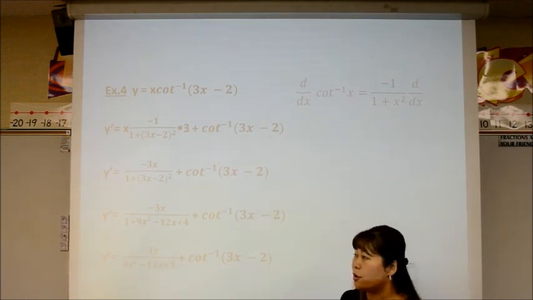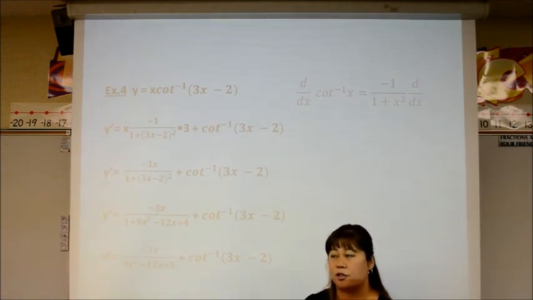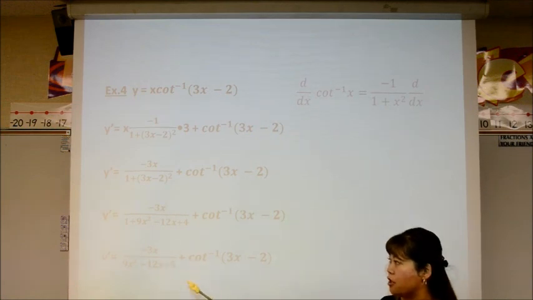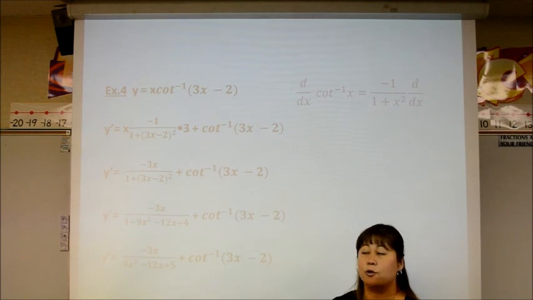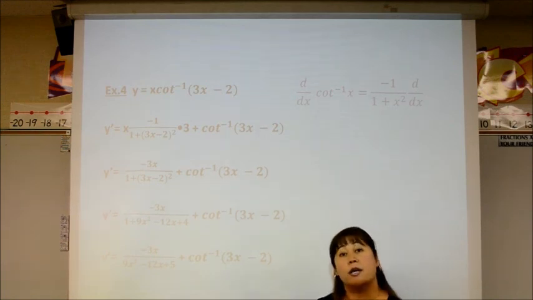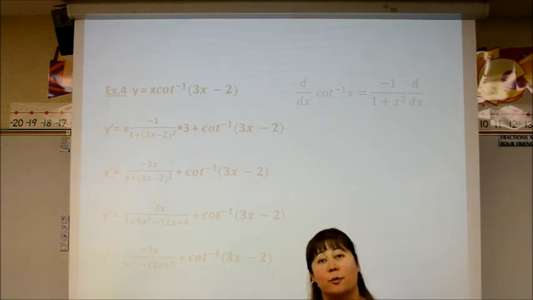I know it kind of looks ugly for some of you because you're not used to seeing all of this fraction and all this arc cotangent and things like that. But it is what it is, so we'll just leave it as it is, okay? Alright, so now let's go ahead and try the classwork problems for these.